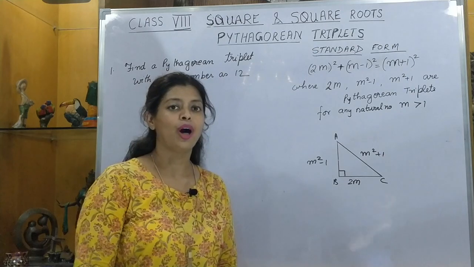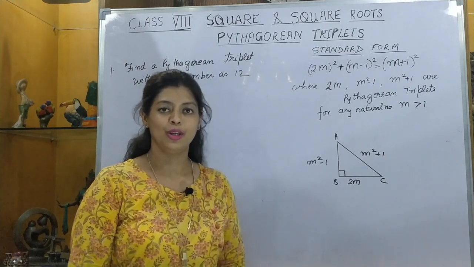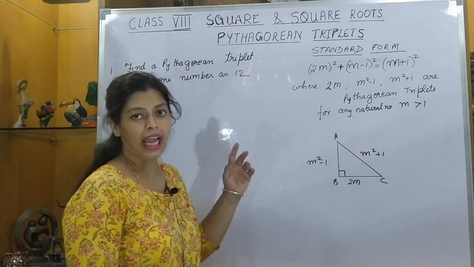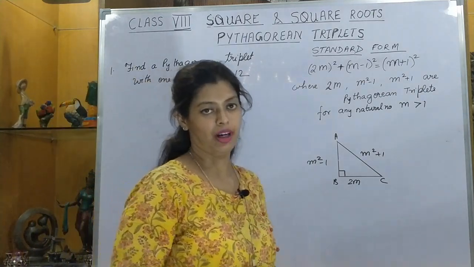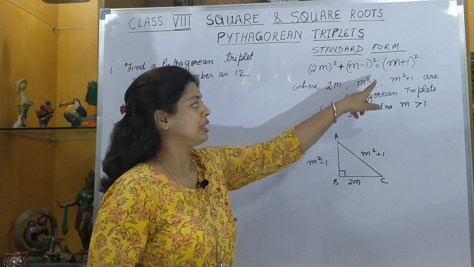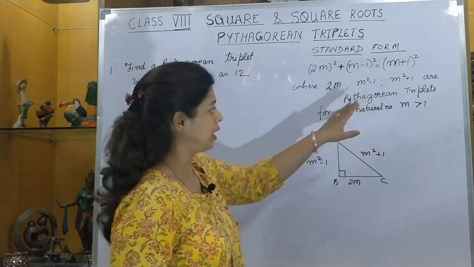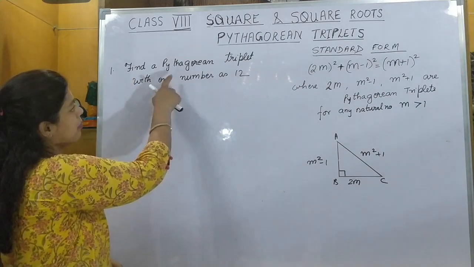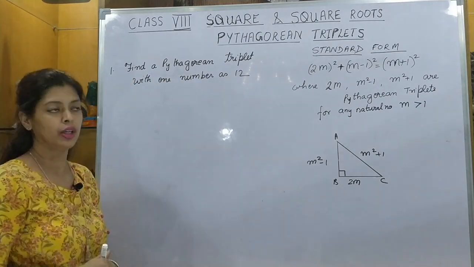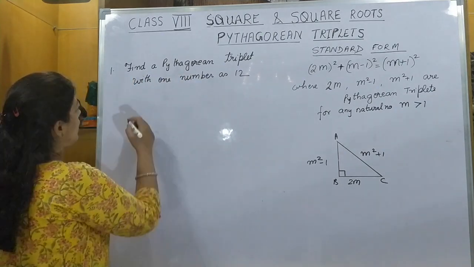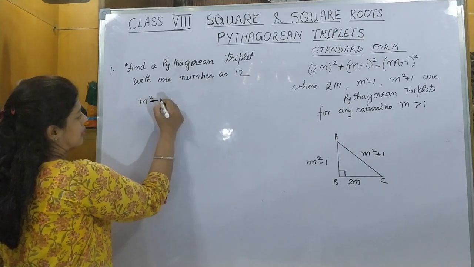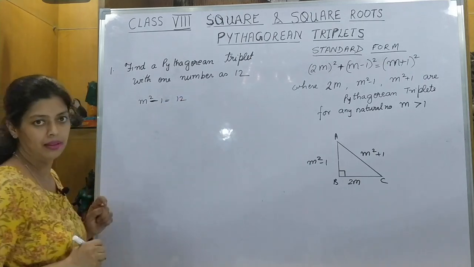Now I'll explain to you how to find the Pythagorean triplet using the standard form. As per the standard form, we know that for any natural number m greater than 1, 2m, m square minus 1 and m square plus 1 form the Pythagorean triplet. Now I'll take an example. Find a Pythagorean triplet with one number as 12. So I take case 1 where I take m square minus 1 is equal to 12.